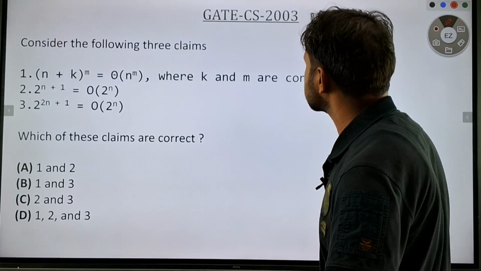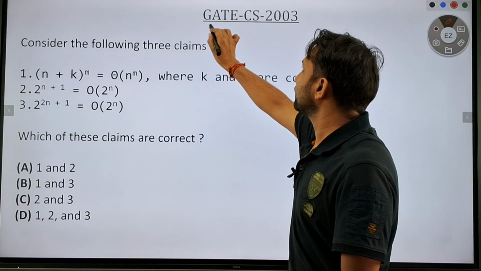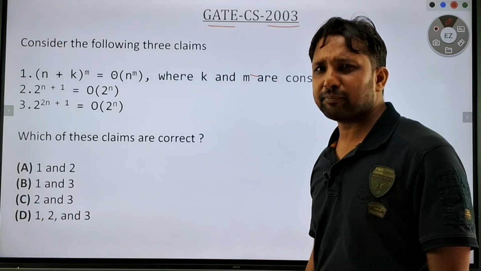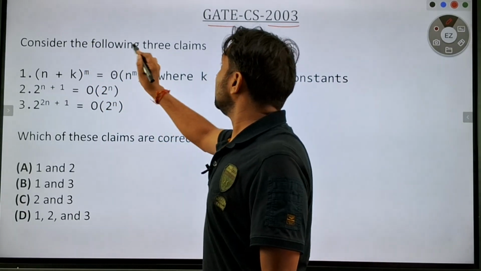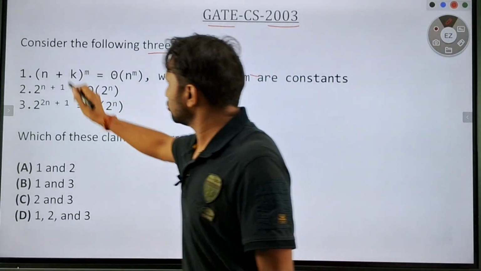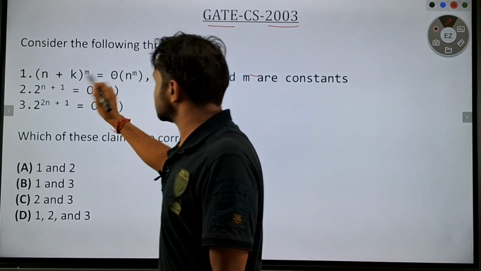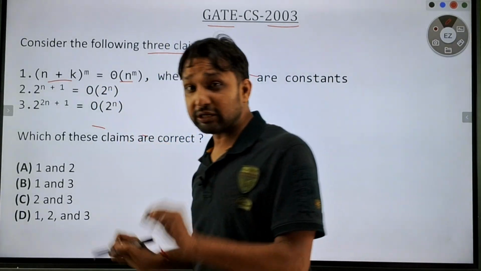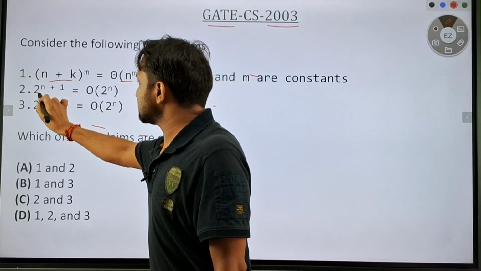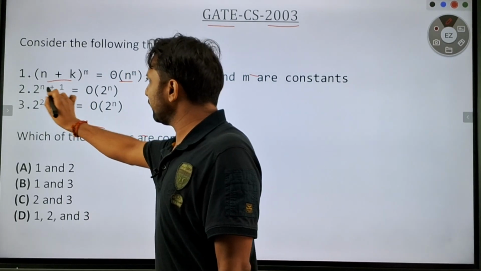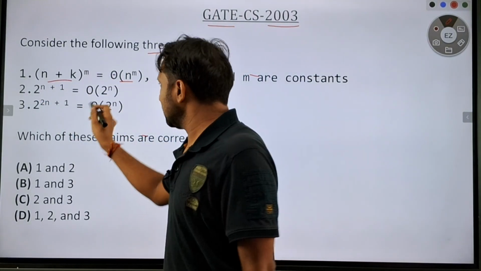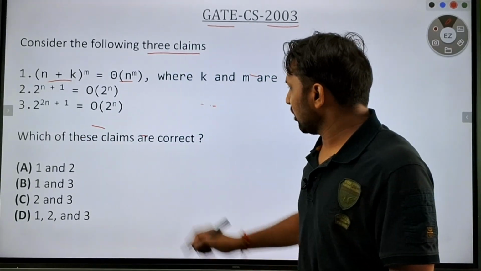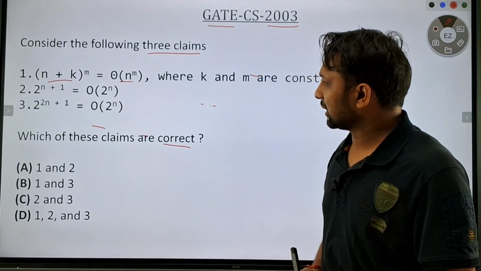Let's check out the next question, which is from GATE 2003. Let me read the problem statement. Consider the following three claims. Three claims are given. Three functions are compared with each other. This is compared with this by using theta notation, and this is 2 power n plus 1 in the power. This is big O of 2 power n, and another one is this. We need to find out which of the following claims are correct.